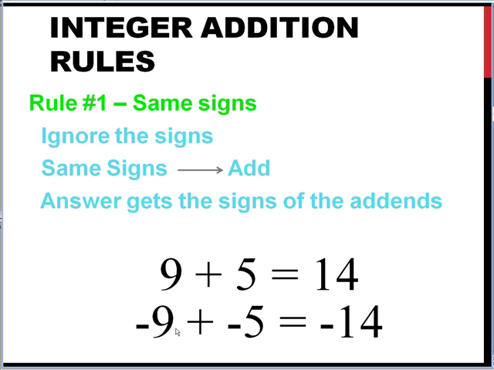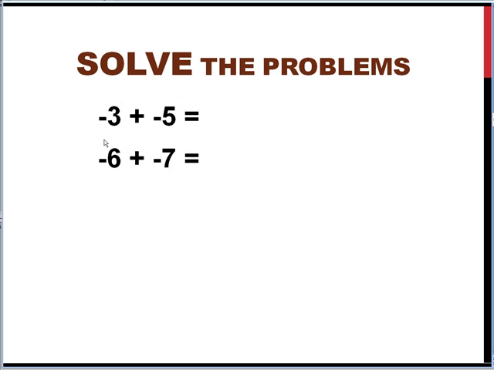So if we added a negative 5, or 9 plus a negative 5, then we're also adding same signs, two negatives. So we ignore those negative signs for a minute. Then we add 9 plus 5 is 14, and our answer becomes negative because we started out both negatives. It goes along with the lesson that if you have negative and you get more negative, you're going to have more negatives, right? Okay, so let's look at a couple of examples of that.